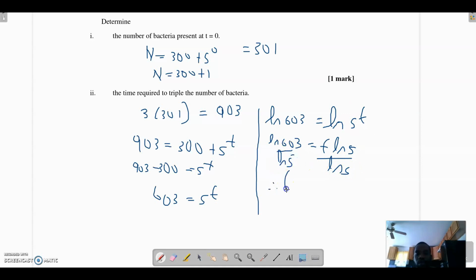So therefore, t is equal to, and of course you can put this in your calculator now, 3.978. And of course, with a time like this, we could have probably rounded it off to approximately 4 hours. All right.